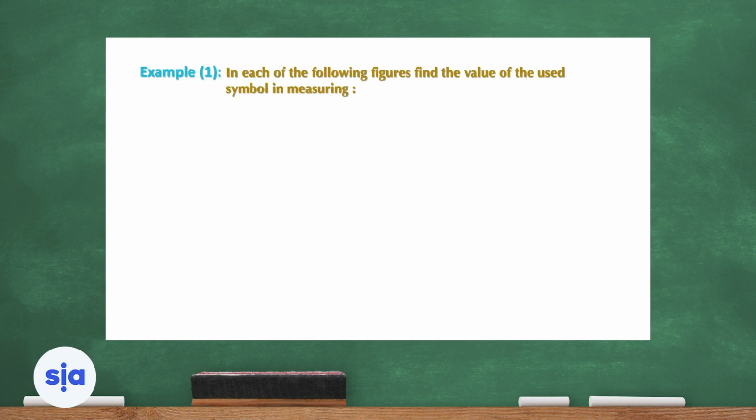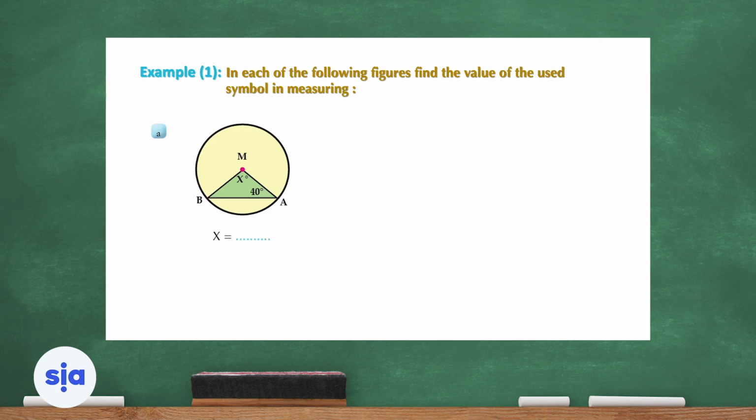Let's go to example 1. In each of the following figures, find the value of the used symbol in measuring. As you can see here, MA is a radius. MB is another radius. So these two radii are equal in length. As long as these two radii are equal in length, then MA is equal to MB.